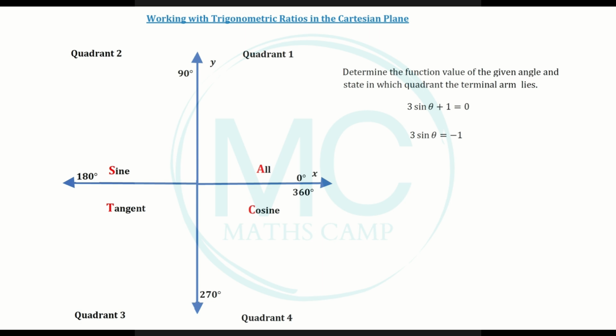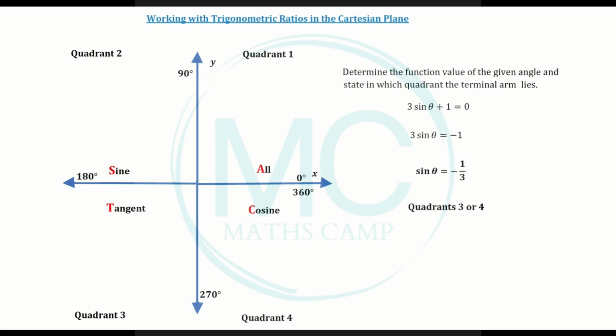Now, to get sine by itself, we need to divide both sides by 3. And on the left, we now have sine theta is equal to -1/3. We can now see that sine theta is negative. From CAST, we can see that sine is negative in the third and fourth quadrants.